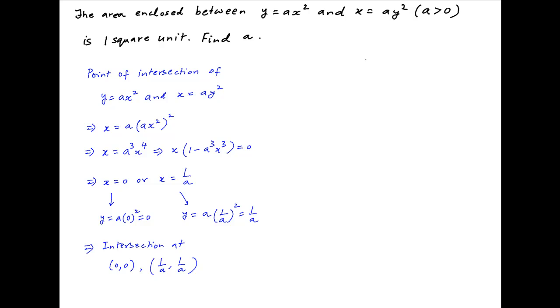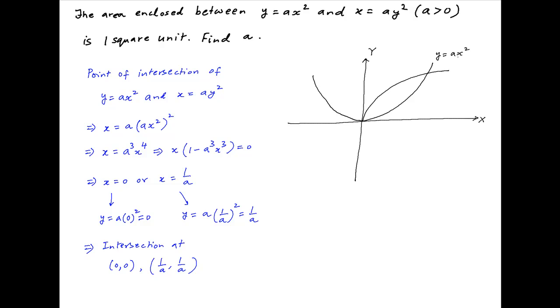Now we plot these two parabolas on the Cartesian plane. The parabola y = ax² is symmetric about the y-axis and y is always positive. The parabola x = ay² is symmetric about the x-axis and x is always positive.